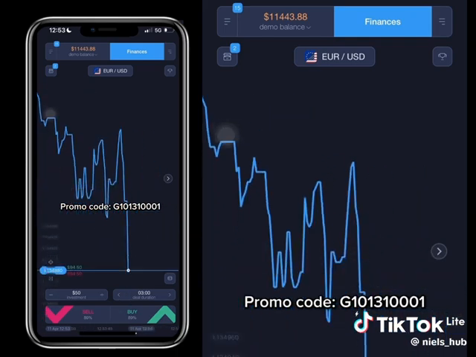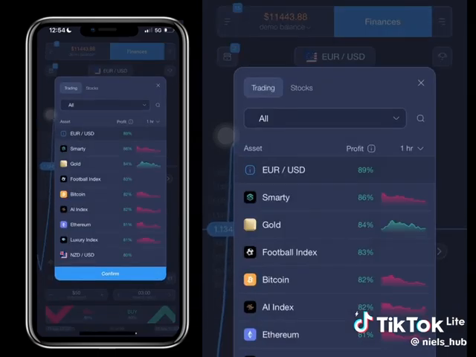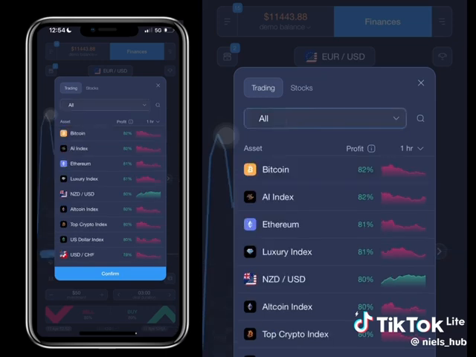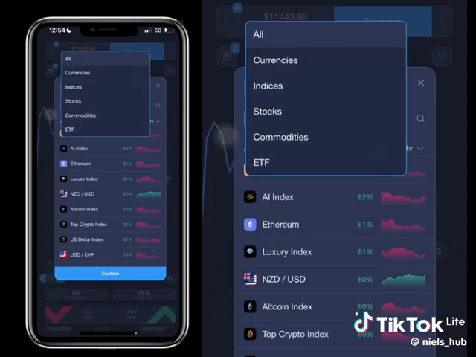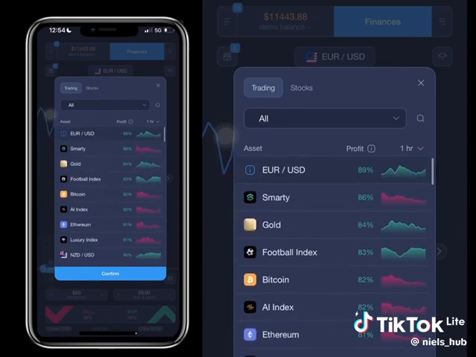At the top of the screen here, you can see EUR/USD. When you tap on that, you'll be able to select any pair you want to trade. You can trade currencies, indices, stocks, commodities, and ETFs. In my channel, I usually trade EUR/USD.